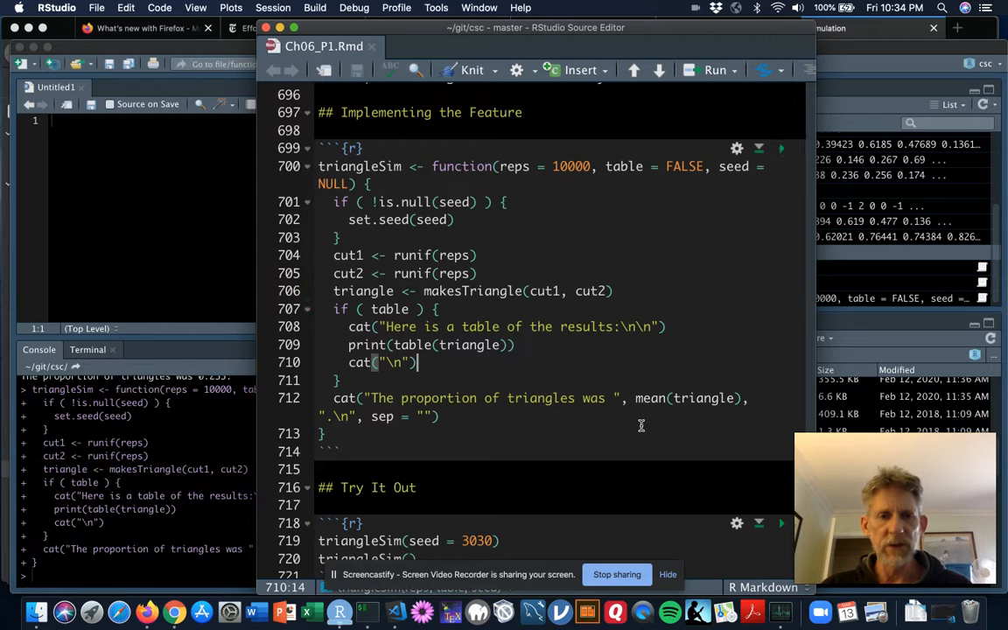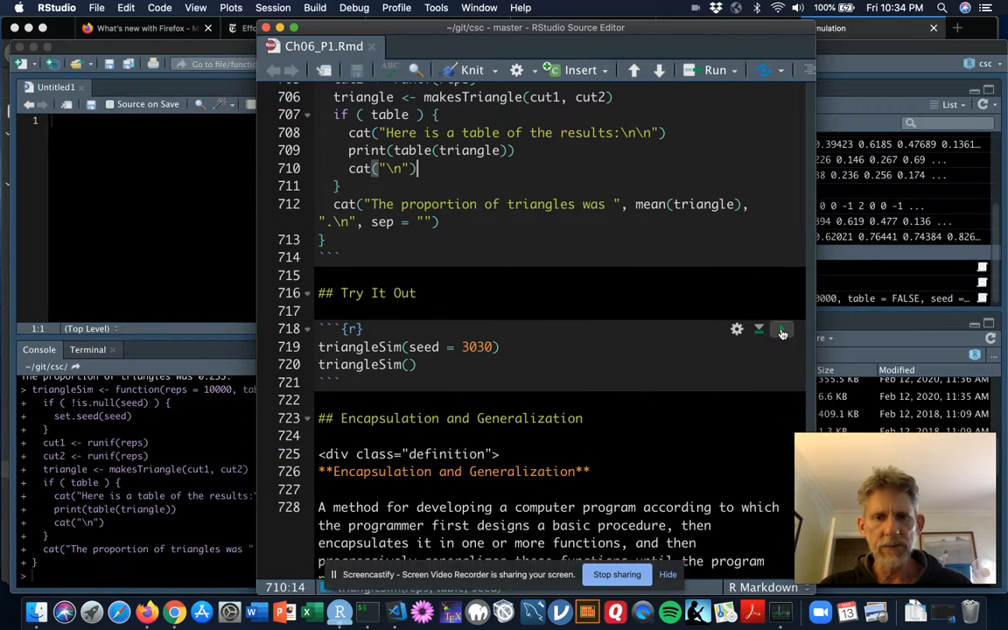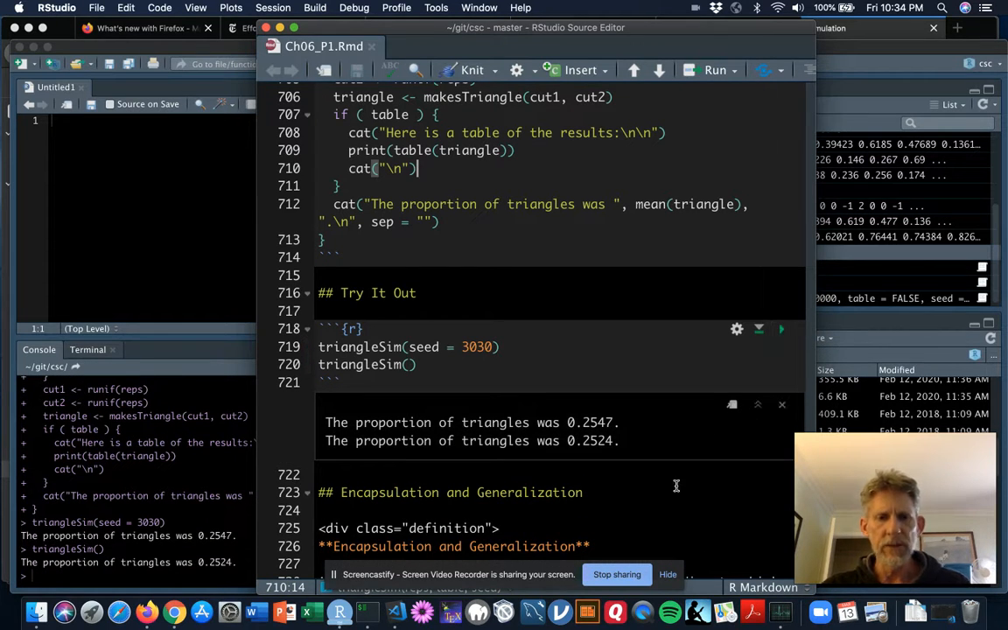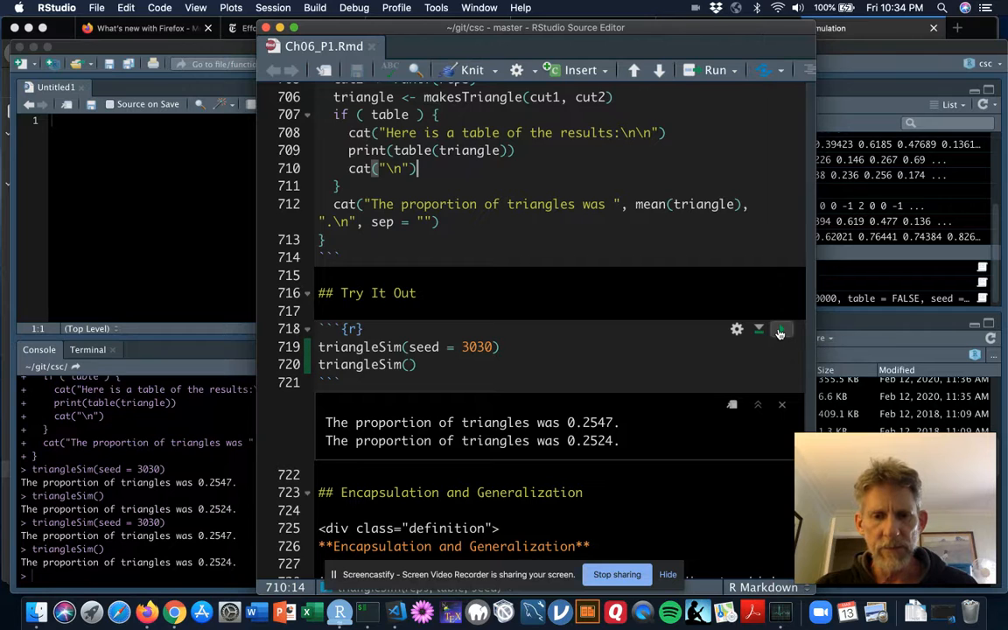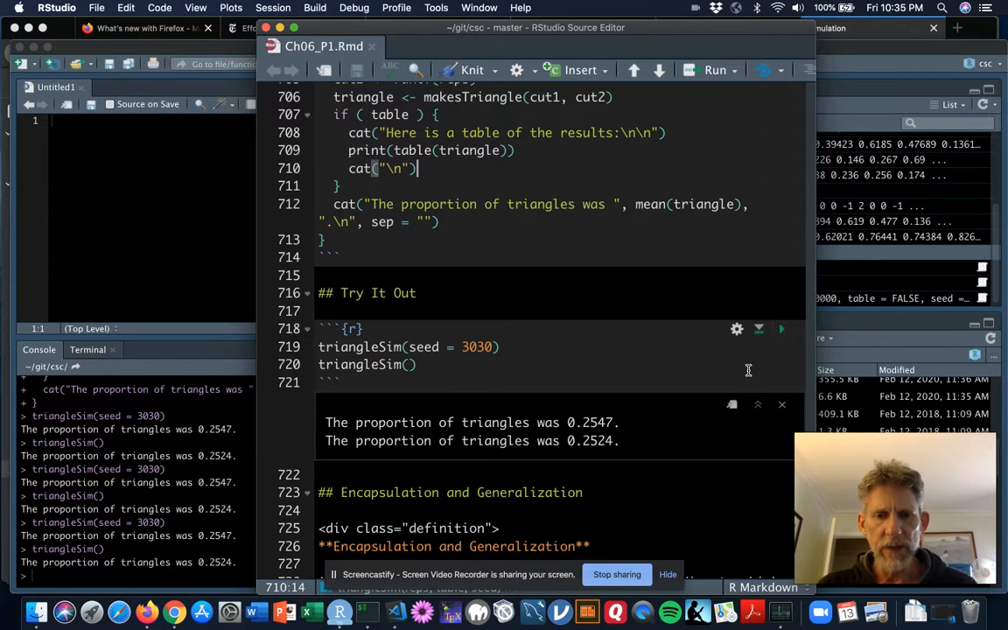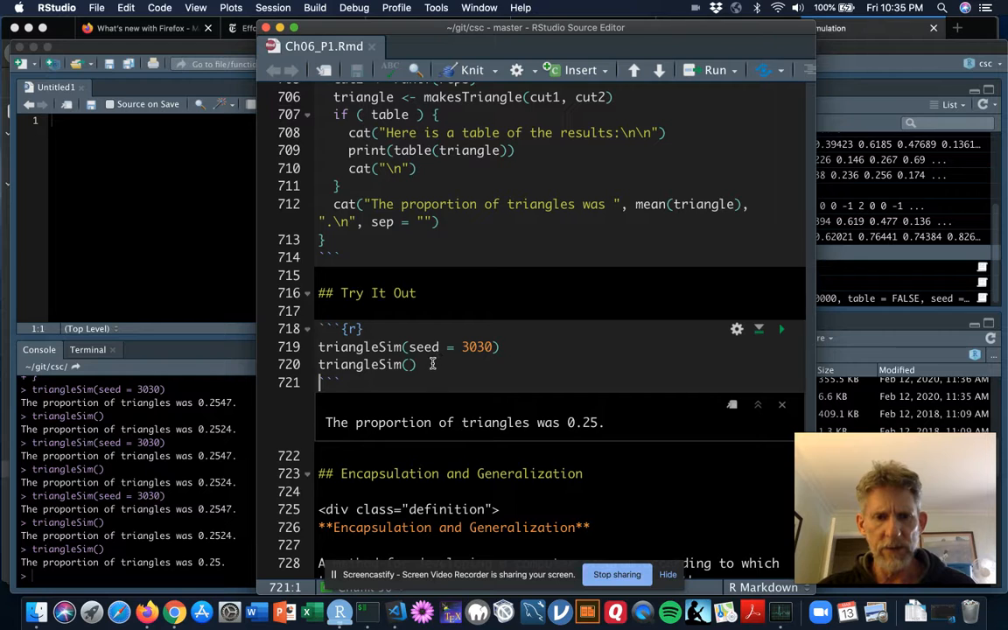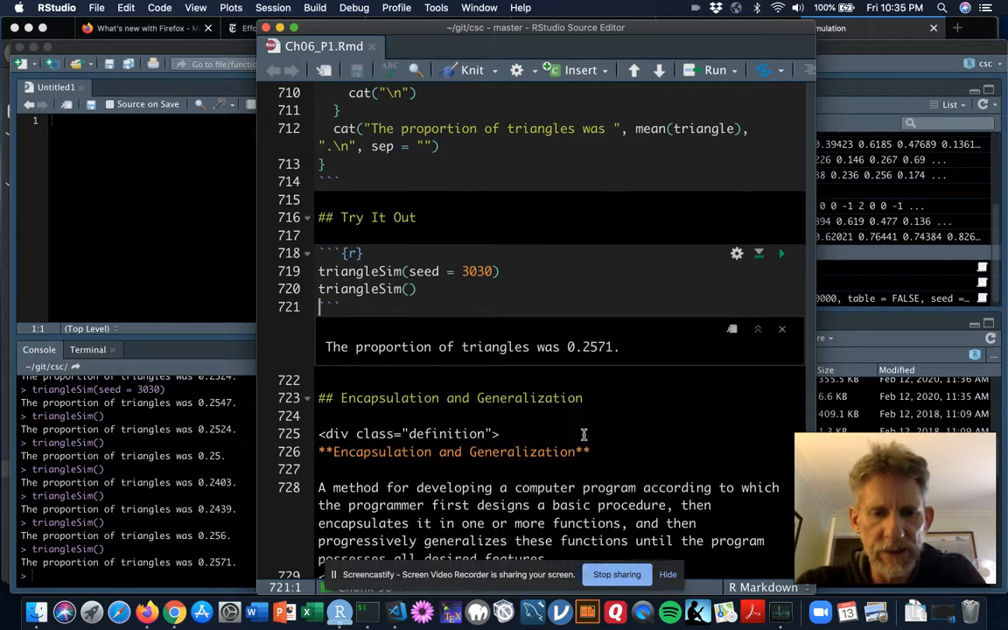Let's teach this function to our global environment and try it out. I'm going to try it out once with a seed of 3030 and another time with no seed. And you see that each time I got different results. I'm going to try it again. And you'll notice that the 3030 seed function stays at 0.2547 as the estimate for the probability of a triangle, whereas the other one can just keep changing. Here I am just putting my cursor at triangle sim and just running it. And you see that I get a different thing every time.